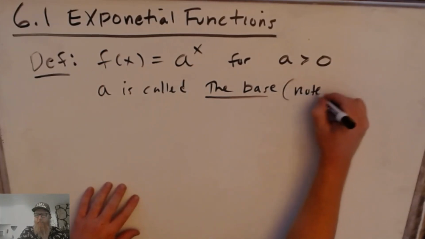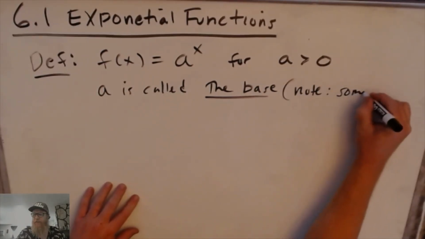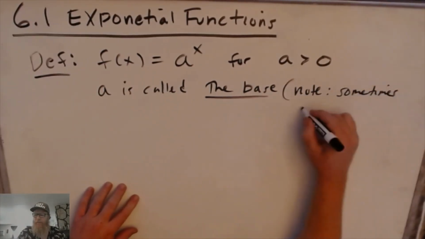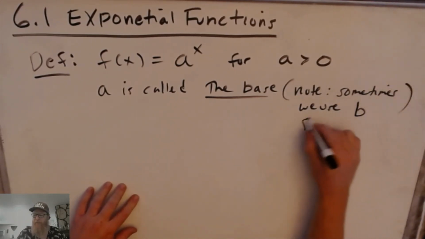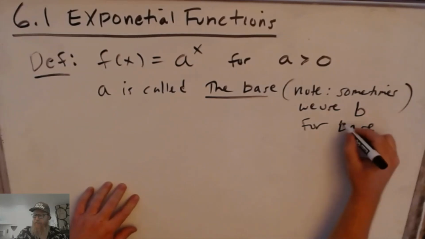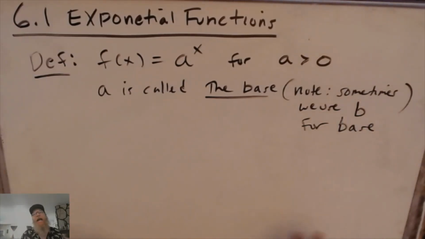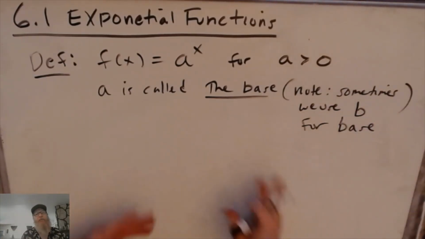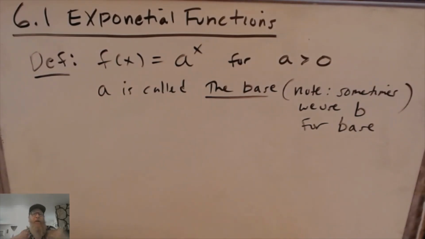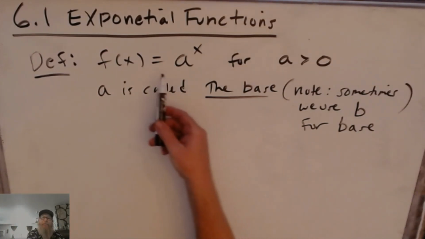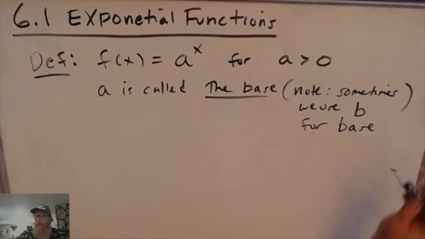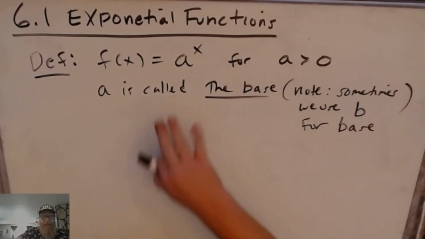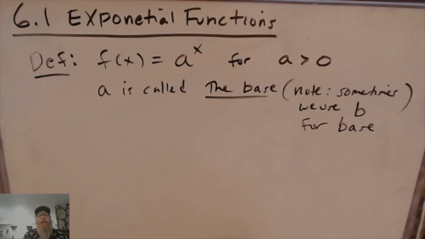A note, if you Google this, sometimes we use the letter b for base. Occasionally, I'll use b if I've run out of a's or if I've overused the value of a, but a is such a simple letter that I'm just sticking with it for this one. So that is the definition of an exponential function.